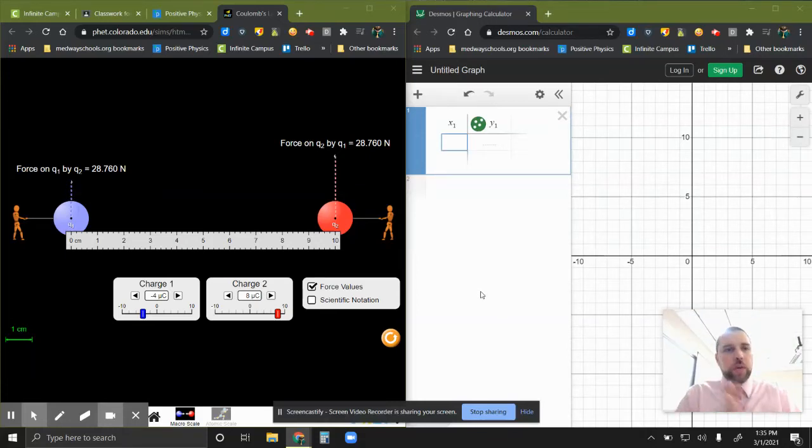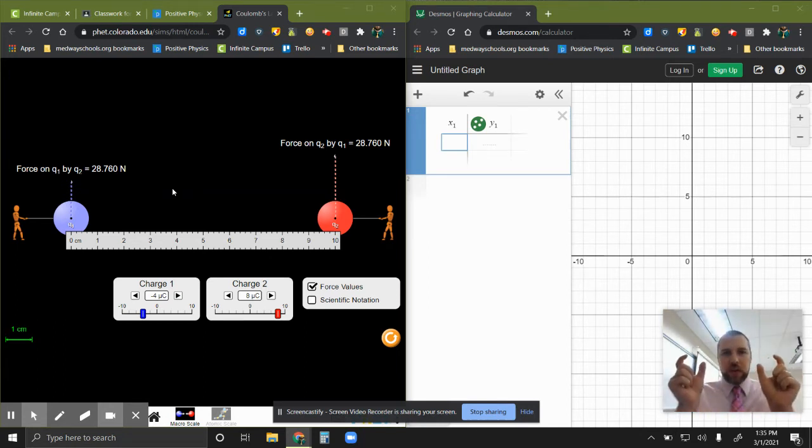Okay, so quick overview. We have two charges. They are separated a distance apart, and this simulation is measuring the force between those two electrical charges. So we want to basically use this simulation, collect data from it, and figure out what the relationships are between charge and force and between the distance and force, just like we did for gravitation.